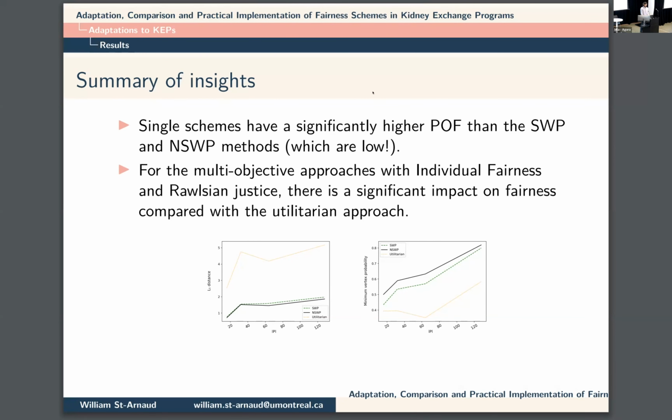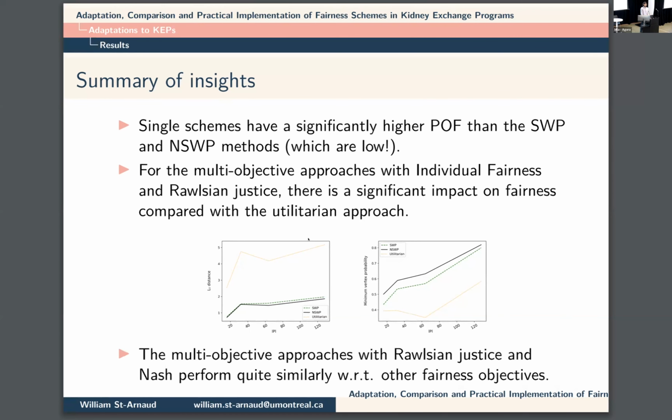As you can see on the pictures here, the yellow lines represent just the utilitarian approach. So there's a significant gap for both of the multi-objective methods compared to the utilitarian approach. For the other two fairness schemes, so this is Nash and Aristotle's, we didn't see too much of a difference. That was kind of surprising to us, but for the first two methods, we actually did see a massive improvement.